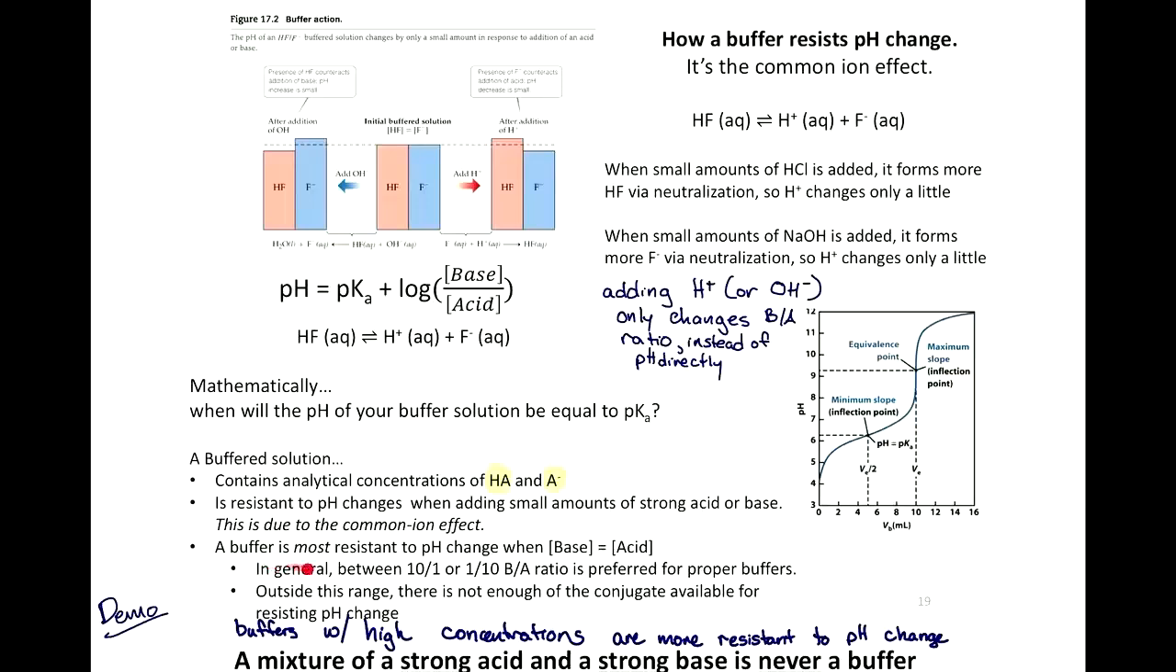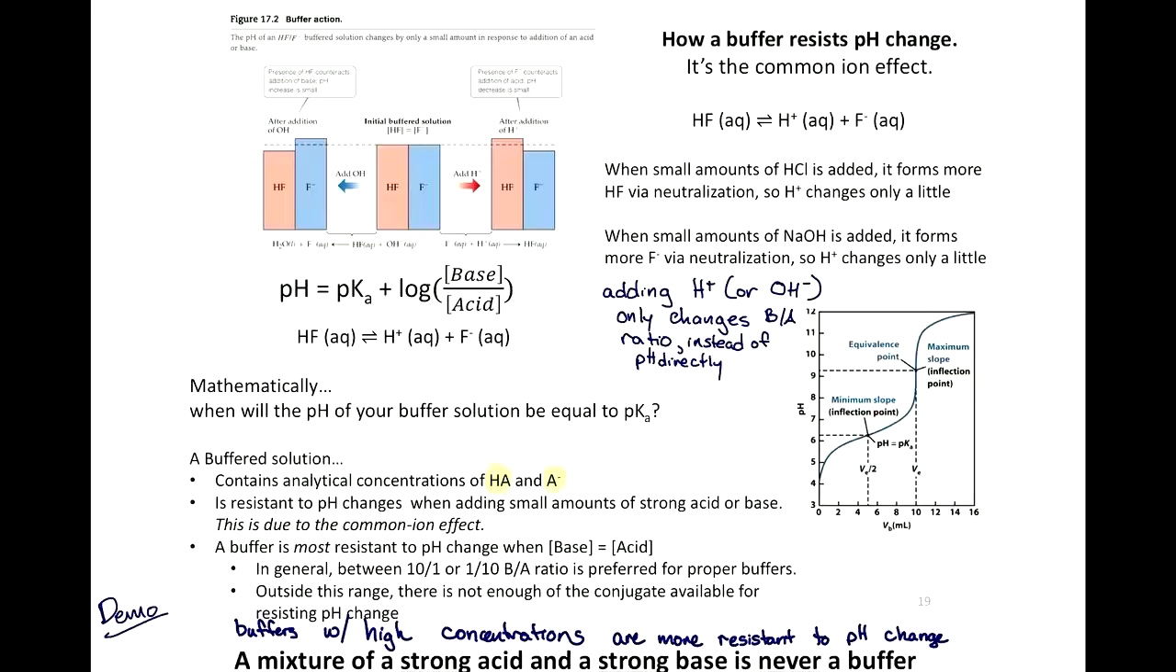But a buffer is most resistant to pH change as long as the base to acid ratio is within 10. Once there's a lot of base and not a lot of acid, if you add more base, you run out of weak acid to resist pH change. Once you're outside this 1 to 10 ratio, your pH starts changing a lot. But as long as you're inside this 1 to 10 ratio, your pH won't change that much.